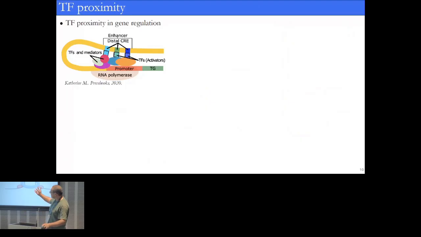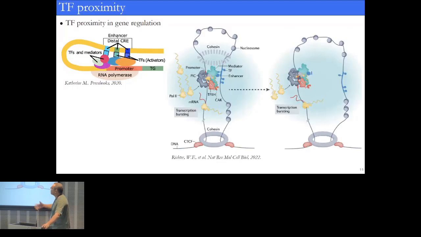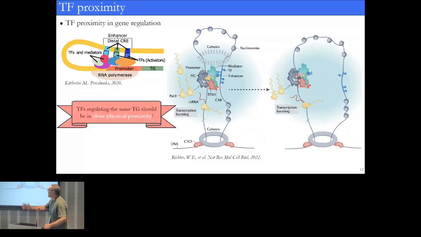Also, a recent Nature review paper introduced the same mechanism. At the promoter region and enhancer region, some transcription factors bind over there and try to recruit mediators, and they can form a protein complex to initiate the transcription. Based on these two figures, one thing we can conclude is that if several transcription factors are trying to regulate the downstream gene, then they have to be in close physical proximity, because they're folding into this protein complex.